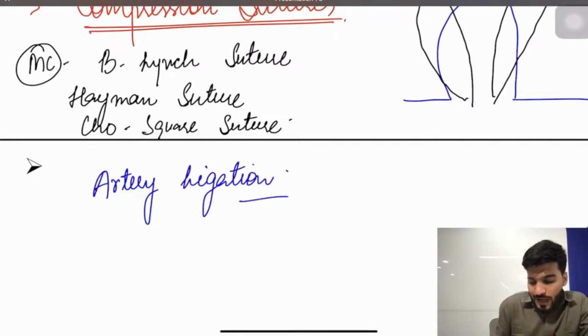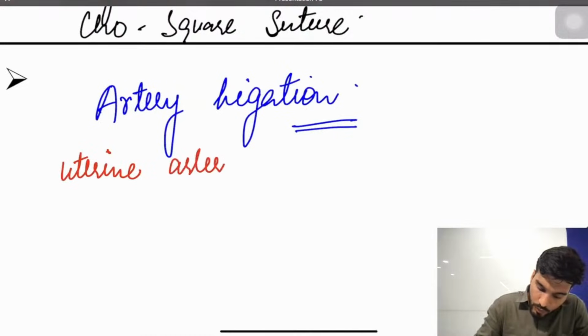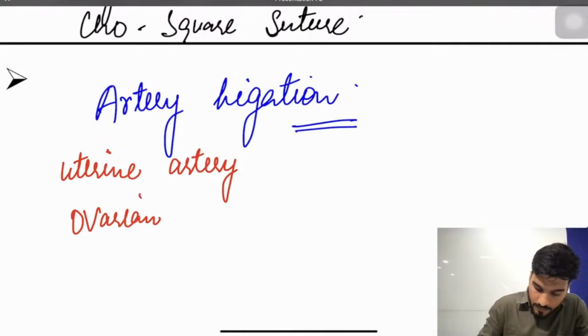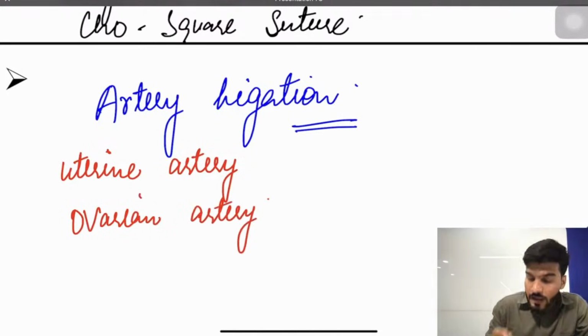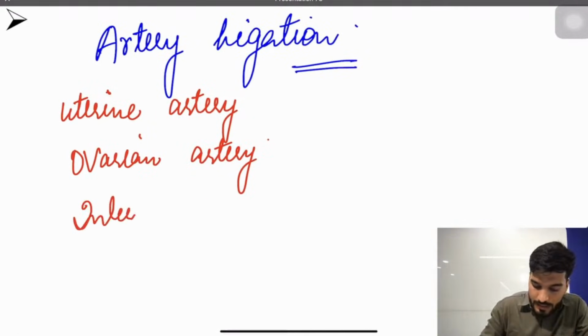Now the question was asked, what is the order of the arteries ligated? You have to remember these arteries in order. So number first, sir, is the uterine artery. Number second is the ovarian artery. And followed by that we have the internal iliac artery.